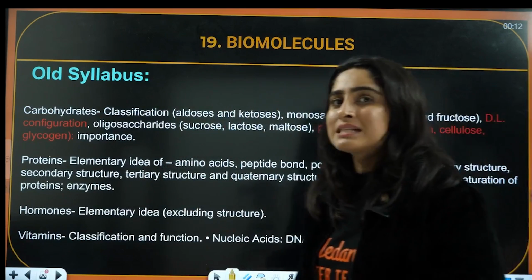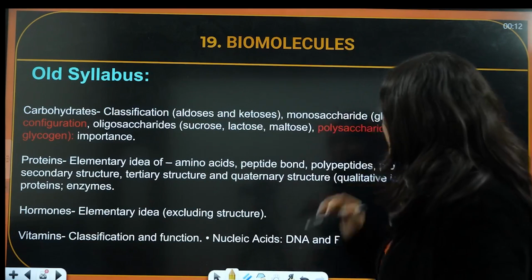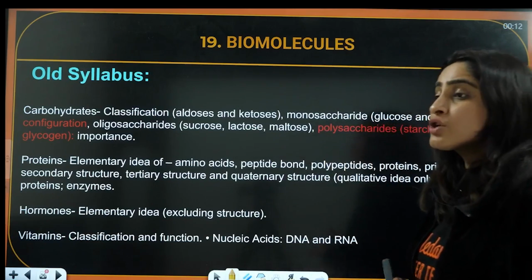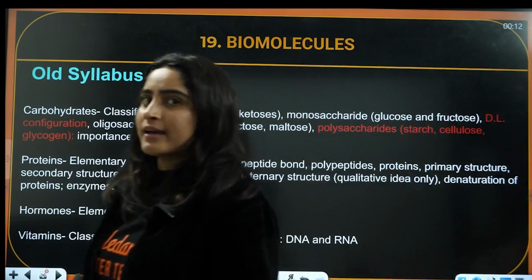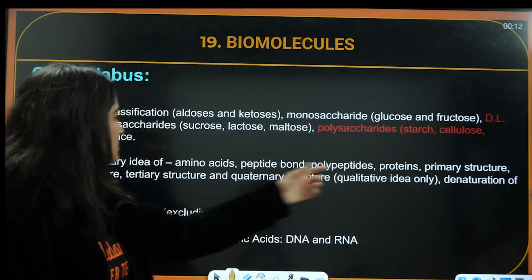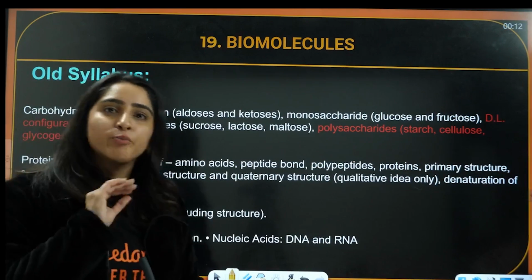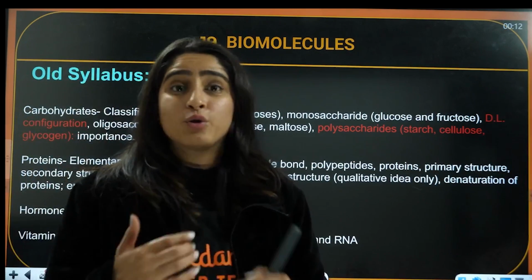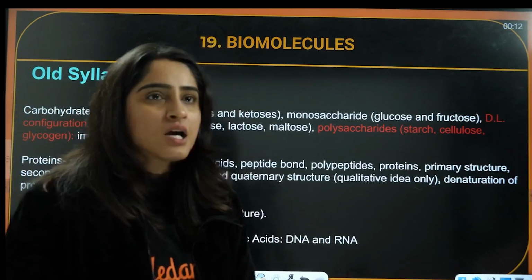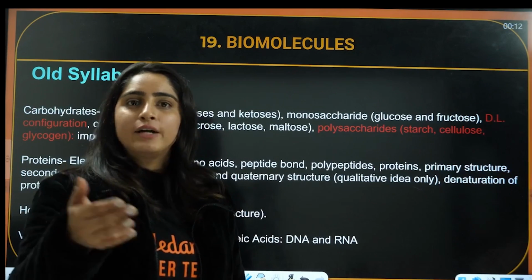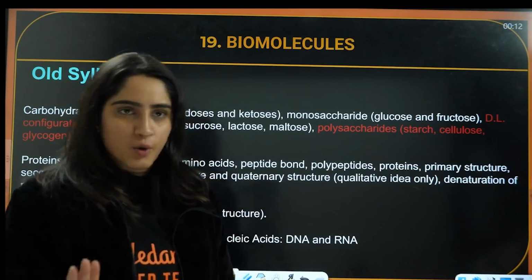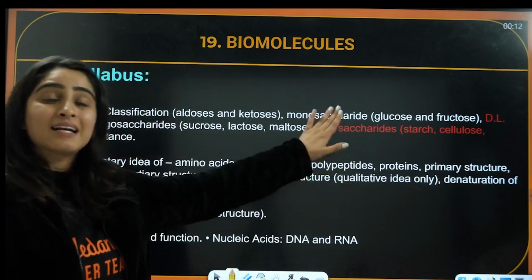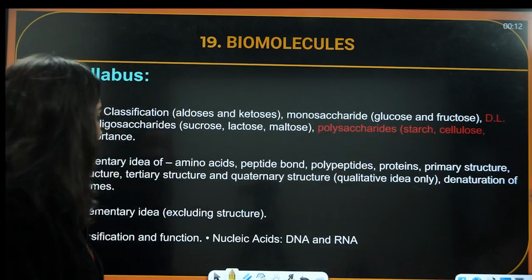From biomolecules, there is something that has been removed, that is polysaccharides. So you just need to study polysaccharides, just a bit of it. Starch, cellulose and glycogen have been removed from your syllabus. Just give it a reading and that's it. You don't need to study it in detail. Okay, just have a read of the structures. That's it. Okay, you can even skip this. That has been removed from your syllabus, right?